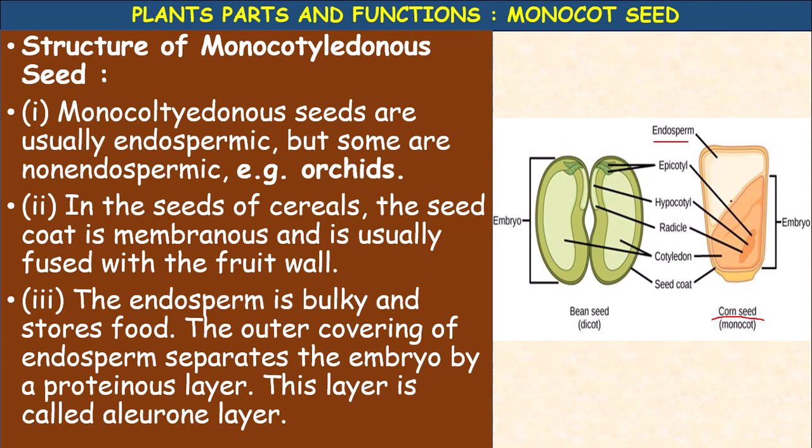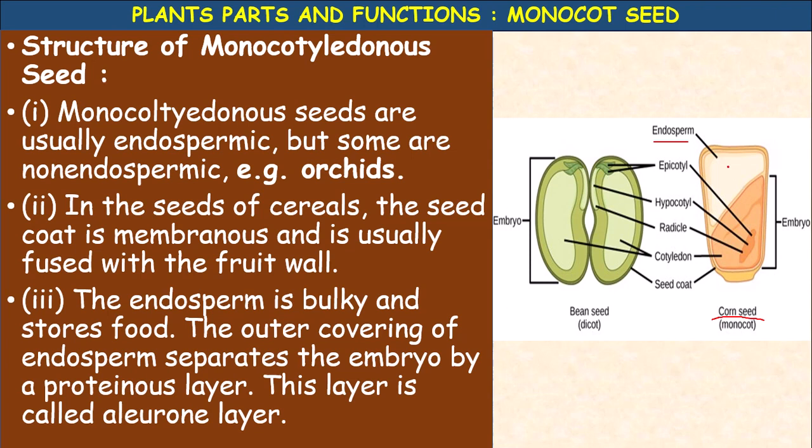If you take cereals, rice, wheat, maize, all these seeds are similar. The seed coat is membranous and is usually fused with the fruit wall. The endosperm is bulky. That's why when you chew such seeds, a milky substance is secreted in the mouth. That is the endosperm, a reserved or stored food material.